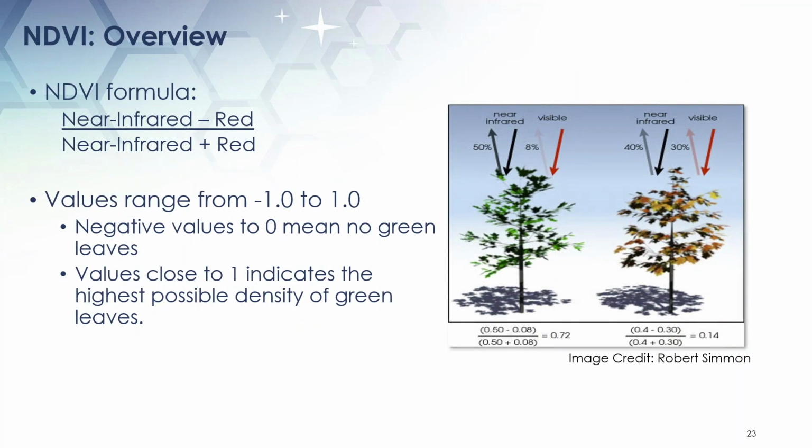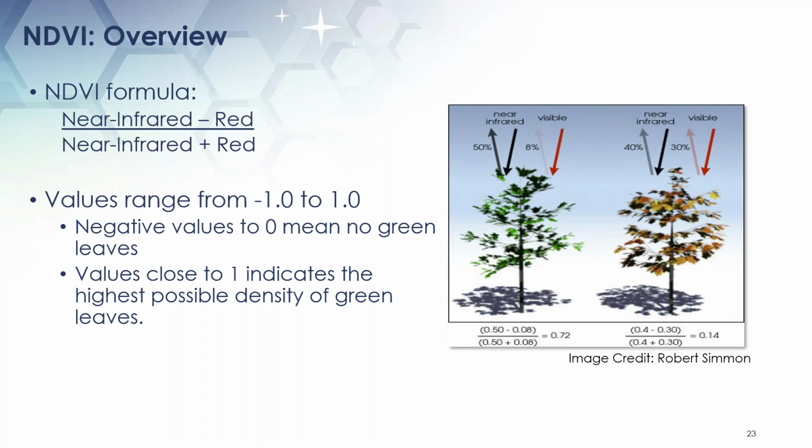NDVI is the relationship between the red and near-infrared wavelengths. And you can see the actual formula here. The values of NDVI for an individual pixel will range from -1 to 1. Any pixel between -1 and 0 means no vegetation, and pixels closer to 1 indicate highest possible density of green leaves.